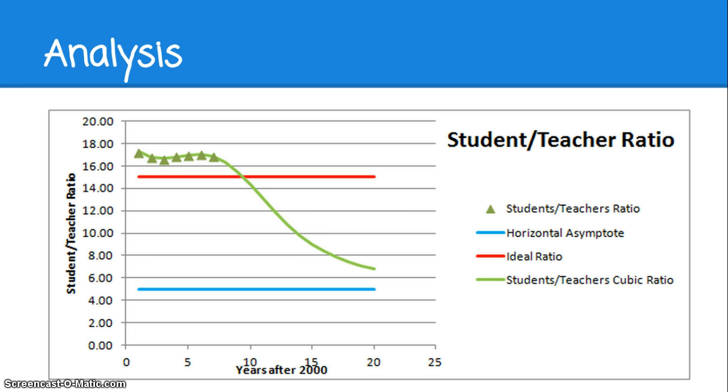The cubic equation best represents the students per teacher ratio. Colorado has about 17 students per teacher from years 2000 to 2008. In the year 2010, the ratio will be at 15:1.